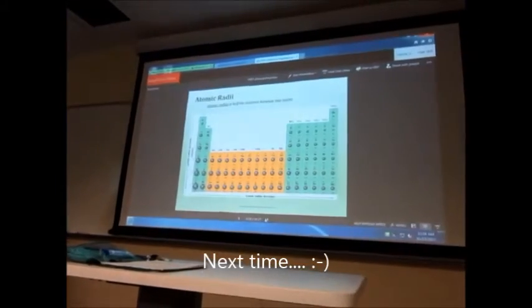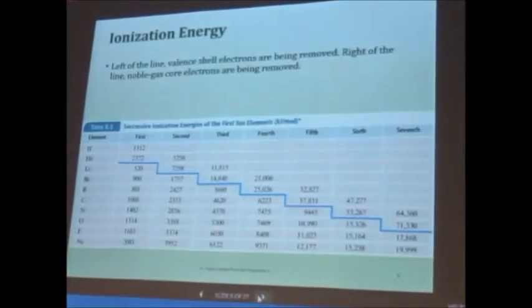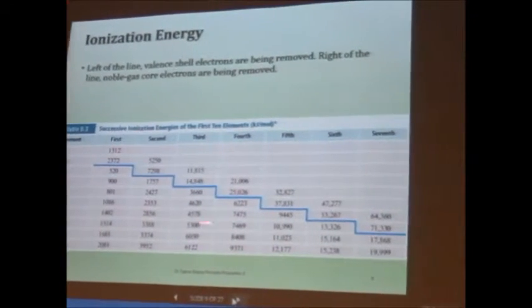Radii, ionization energy, right here. This is where we were. And I think I was on this slide last time, wasn't I? With the second ionization energy. Then the third one, and so on and so forth.